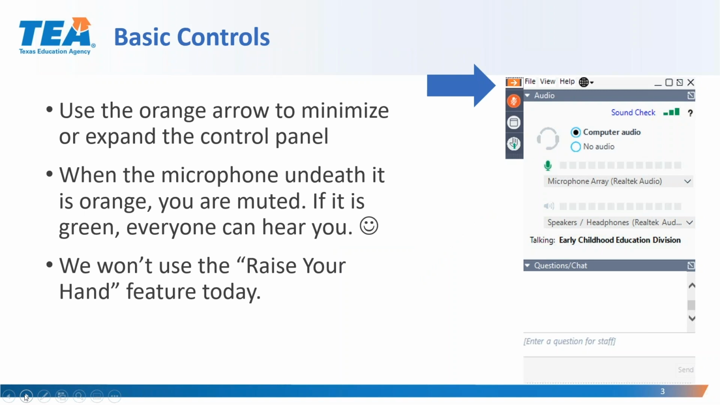At the very top, just to the left of the control panel, there's this orange arrow, and you can use this to minimize and then re-expand the control panel at any point in time throughout the presentation. It's not in the way all the time. There is a microphone underneath it that should be orange the entire time. We are going to keep everyone muted, and we're going to use the questions chat box for communication purposes. If you happen to see that your microphone is green, just know that everybody on here can hear you. So maybe go and mute yourself, because you can change that yourself if you want to. And we are not going to be using the raise your hand function today.